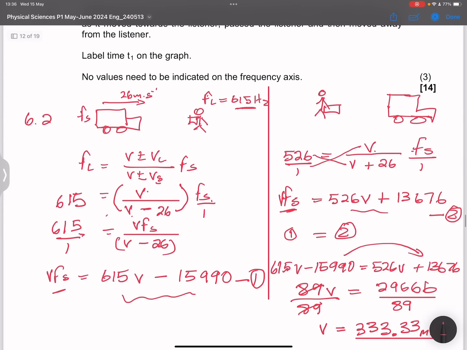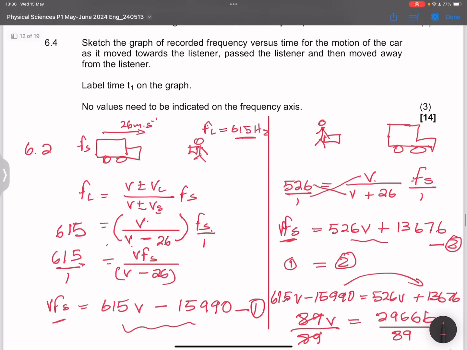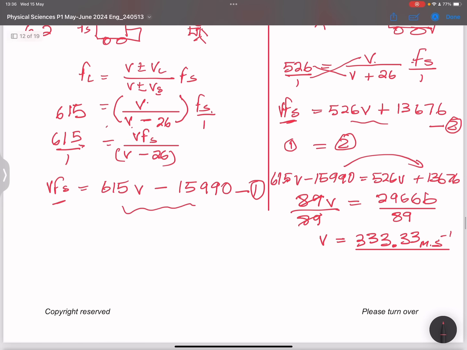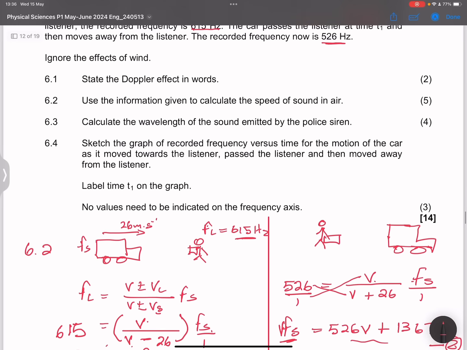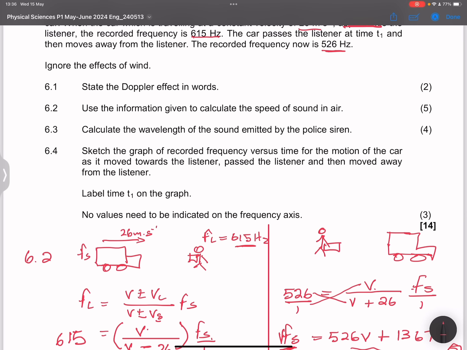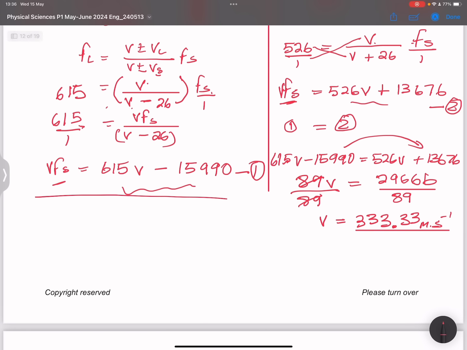All right, and then let's see, any other question? They said calculate the wavelength of the sound emitted by the police siren. Now, ladies and gents, please remember this, that when I'm going to look for wavelength, this is in relation to the frequency of the source, right? So firstly, what I need to do is determine the frequency of the source. So let's find that first. Okay, let's do that. I'm just going to create some space here.